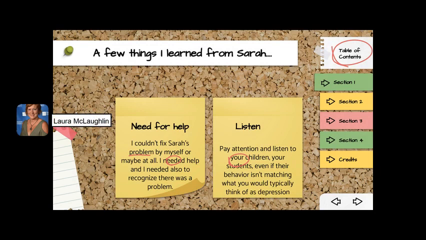So here are a few things that I learned from Sarah. I learned that I needed help. I couldn't fix Sarah's problems by myself, or really maybe not at all. I needed help, and I needed also to recognize that there was a problem. I also learned that I need to listen and pay attention and listen better. So a tip would be to pay attention and listen to your children, your students, even if their behavior isn't matching what you typically think of as depression. And that was part of the issue with Sarah. I just didn't recognize the signs.